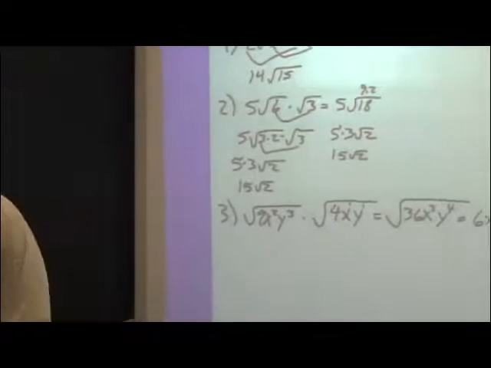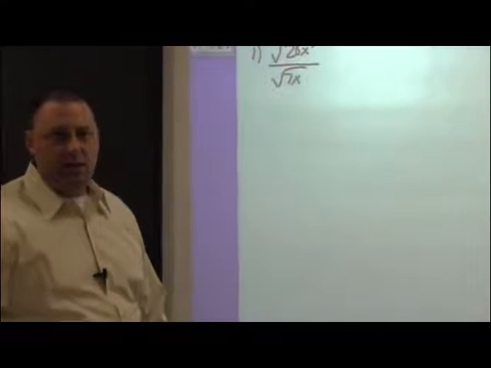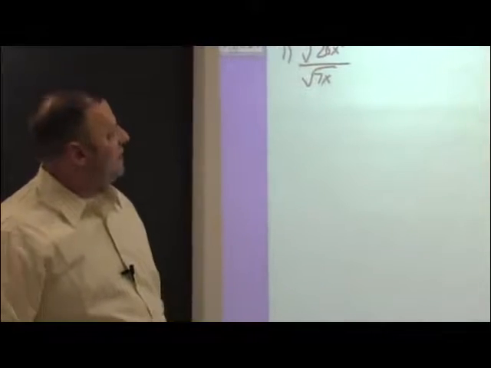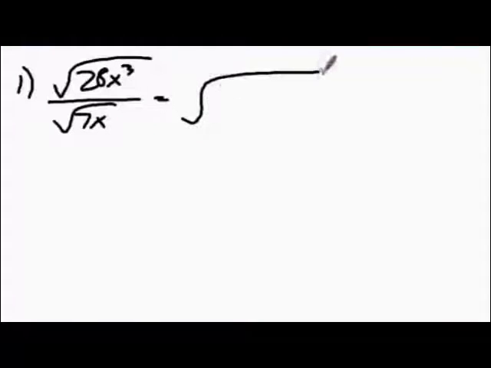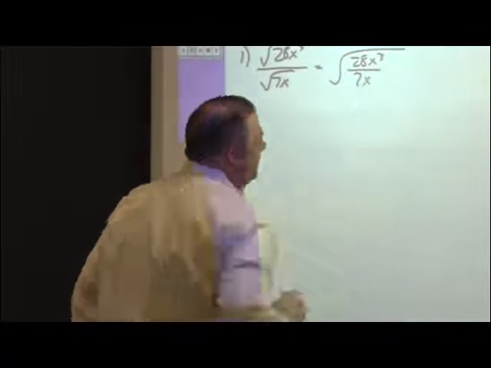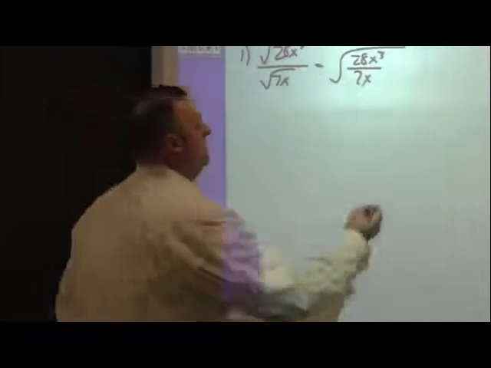Okay, now let's talk about dividing radicals. Say I give you the square root of 28x cubed divided by the square root of 7x. In the same manner that radicals can be broken apart into 2 separate radicals, they can be put back into 1. Let's do that. Why am I saying to do that? Because you can simplify. What's 28 divided by 7? Well, that's 4.